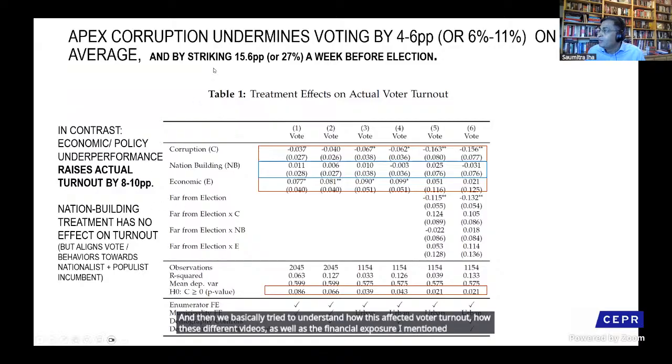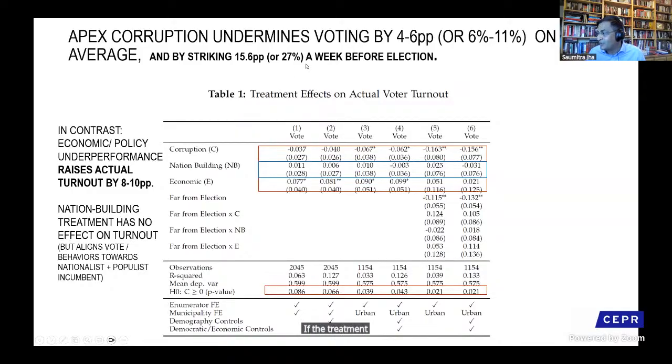What we found is that apex corruption of either kind, either implicating the incumbent party or the opposition, undermined voter turnout by around 46 percentage points, or 6 to 10, 11% on average, and a striking 15.6 percentage points if the treatment was a week before the election. So these are large effects.